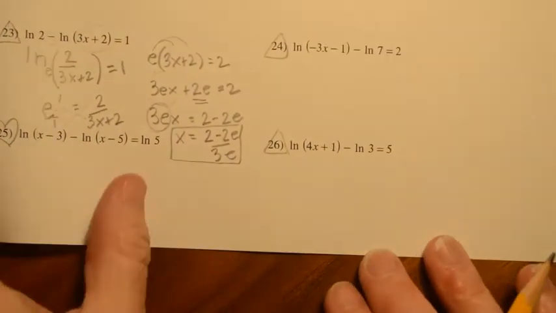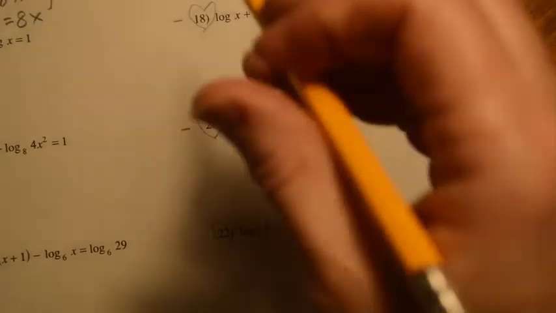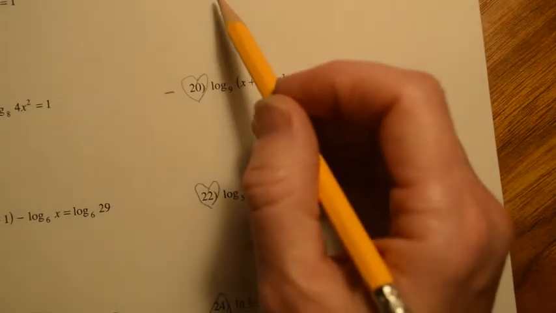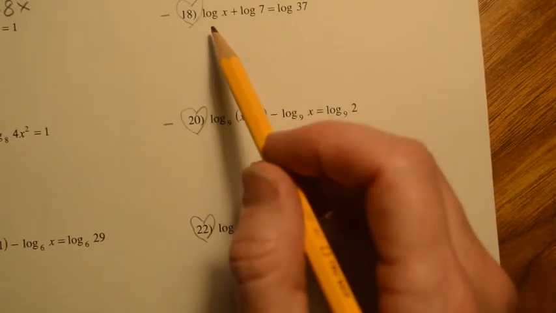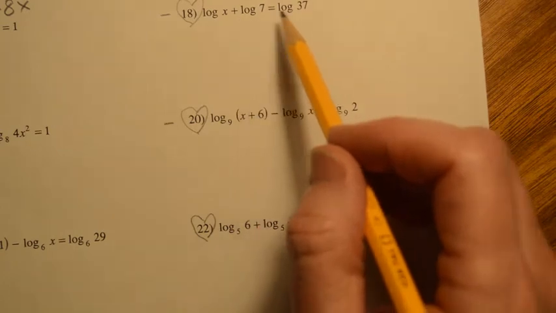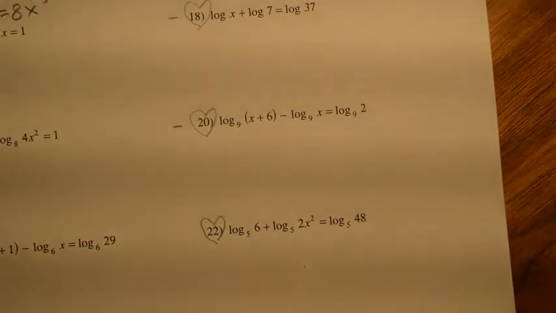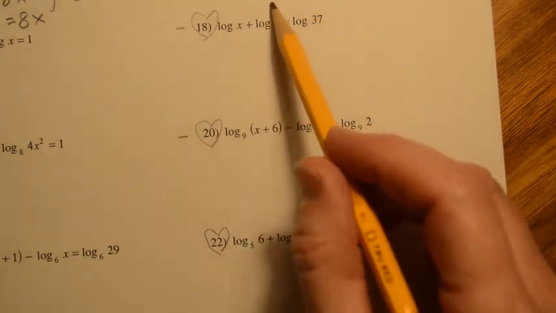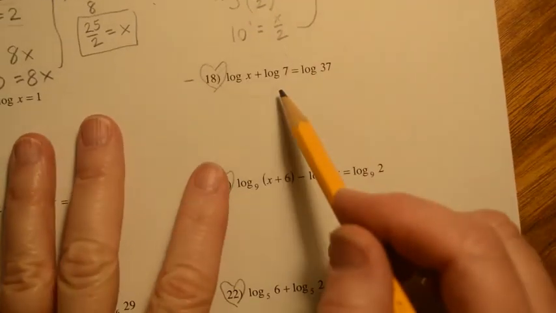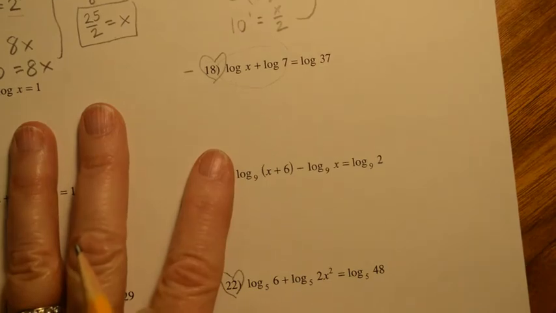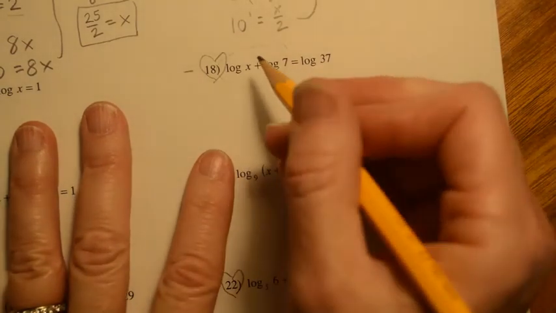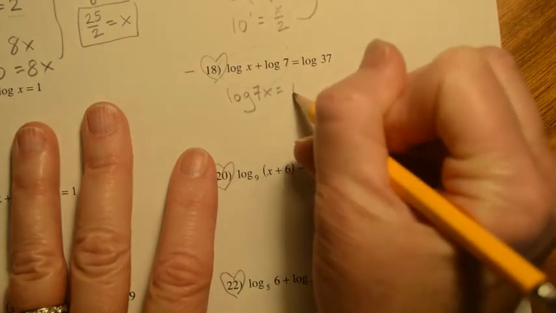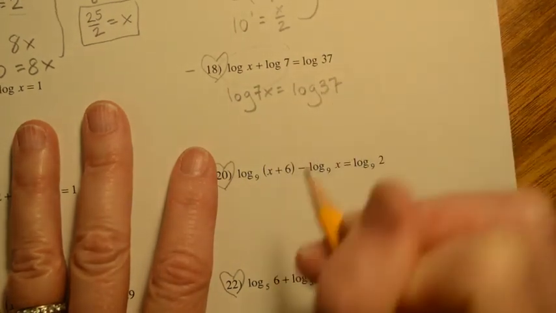Okay, last type, and that is the hardest type, and we're going to do 2 of those. We're going to do 18 and 20. Right? This type has log plus or minus log equals another log. So hopefully you can think about the fact that this looks a lot like what we just did up here, that our strategy is going to be to condense them. All right, so if we do that, we get log 7x equals log 37.